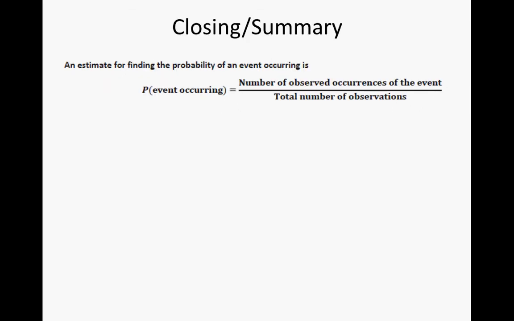All right, let's wrap this up very quickly. An estimate for finding the probability of an event occurring is the probability of whatever event you're looking for is equal to the number of observed occurrences of the event over the total number of observations.